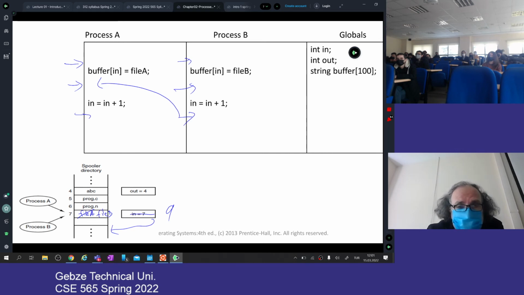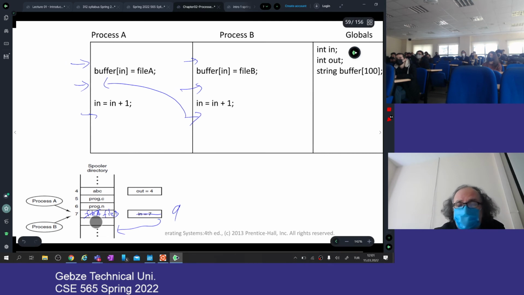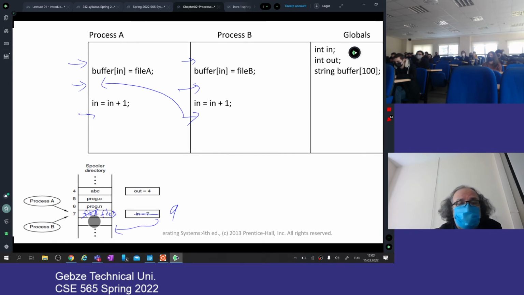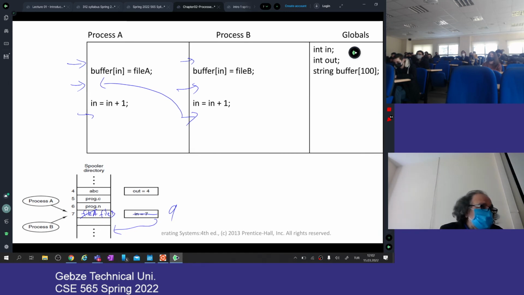It's not printed, but the spooler thinks that there is a valid file name here. There is a valid file name here, but there is junk. It will try to open that file, and it cannot open it. Probably the spooler will crash, or if by bad luck it opens a valid file, it will print something large for you, and everybody will be surprised. Who's printing this large file?